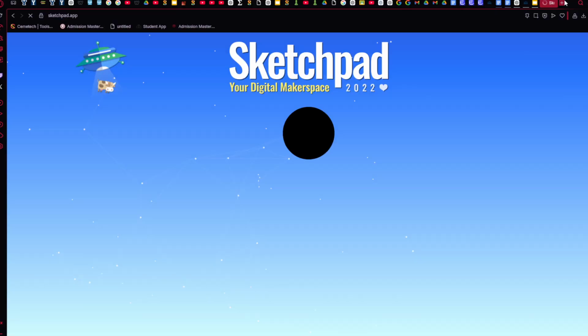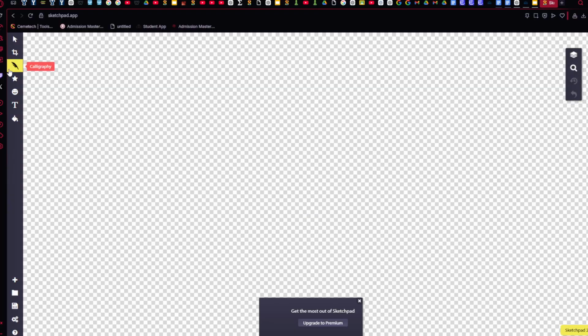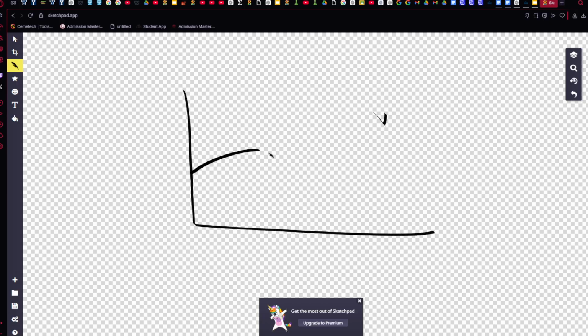So let me go to Sketchpad. Before, we wanted to know the area of, let's say, a velocity curve, and what we would do is take the area of each individual rectangle, which is very intuitive. Now we are going to do the same thing.